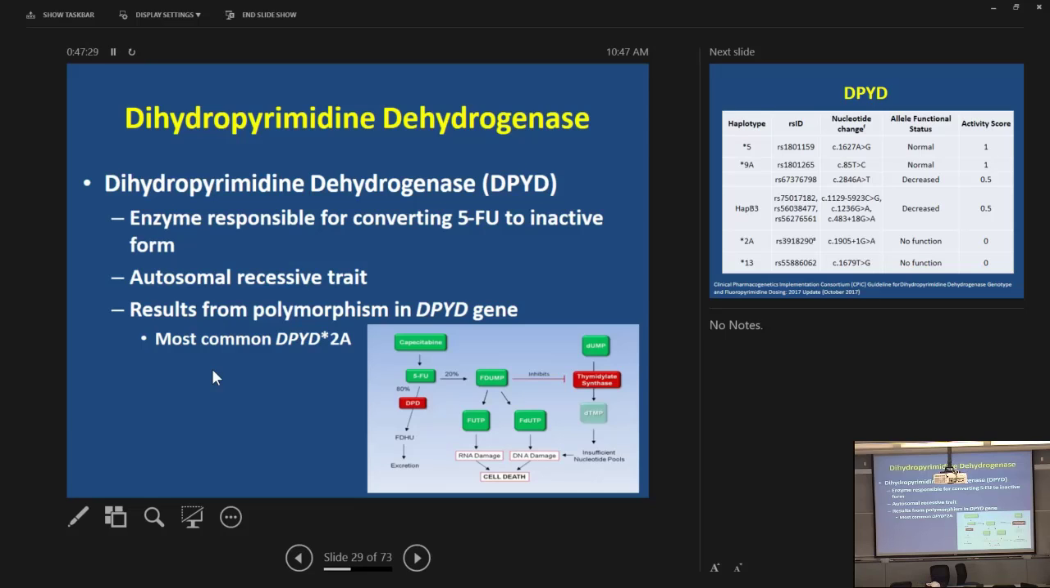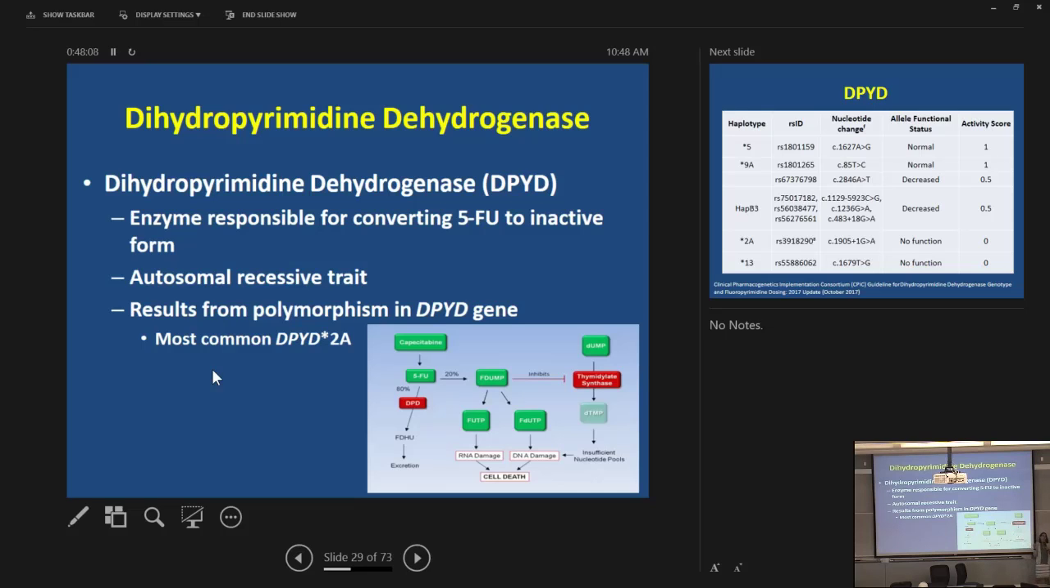Okay. So the next germline mutation that you guys should really think about is dihydropyrimidine dehydrogenase. This is the major enzyme responsible for converting 5-FU to its inactive form. It is responsible for inactivation of about 85% of 5-FU. So the majority of 5-FU is going to get inactivated this way. It's also an autosomal recessive trait, and there are polymorphisms that again also occur in this gene.